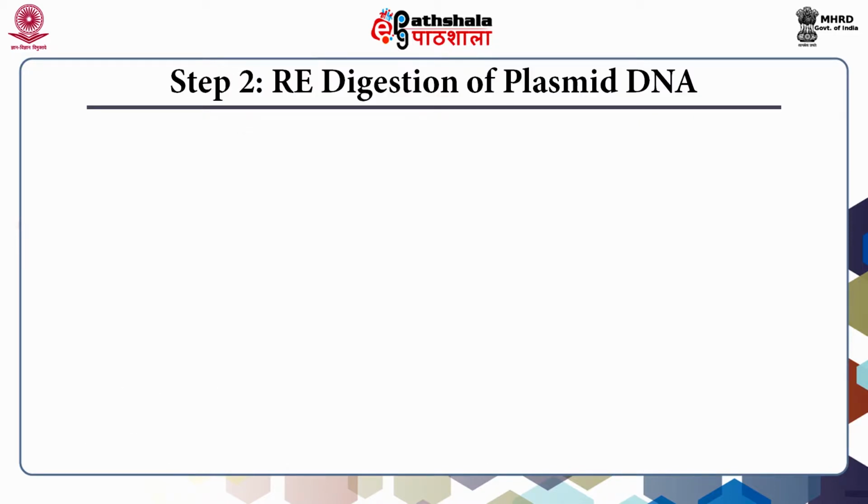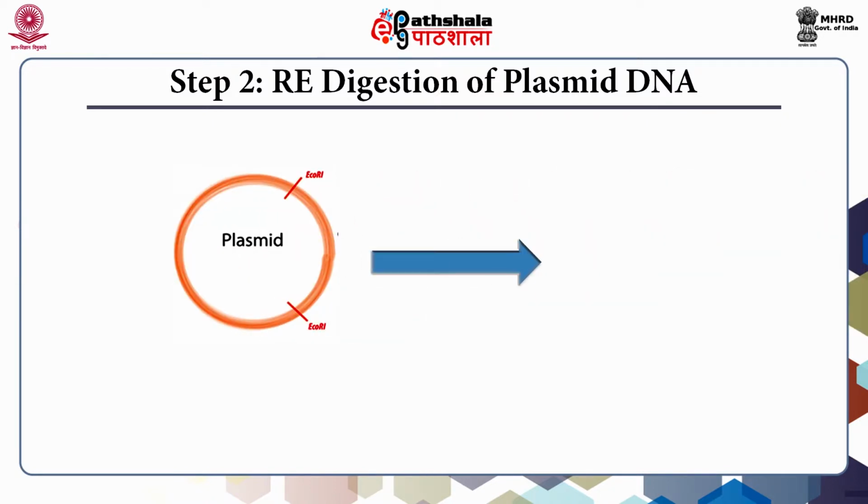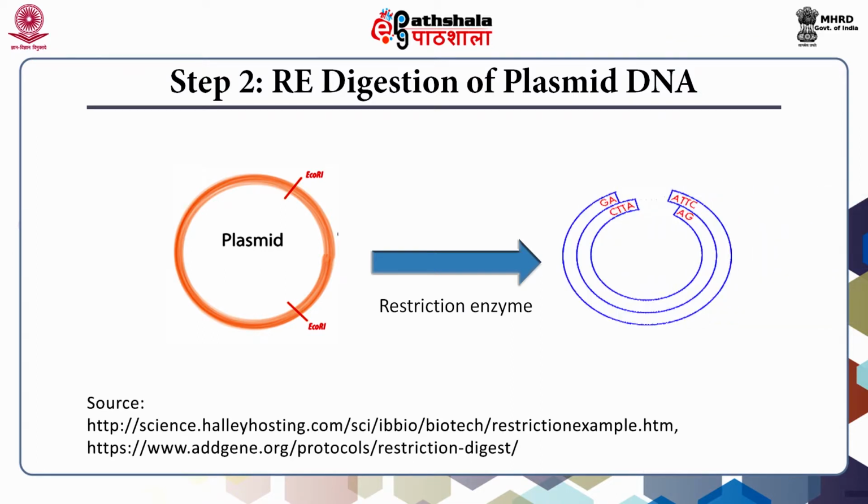We come to the next step, step 2, which is the restriction enzyme digestion of plasmid DNA. The plasmid DNA, as shown here, is cut with the same restriction enzyme which has been used to cut the DNA sample as discussed in the previous slide. This is done so that the sticky ends or blunt ends are able to bind to each other.